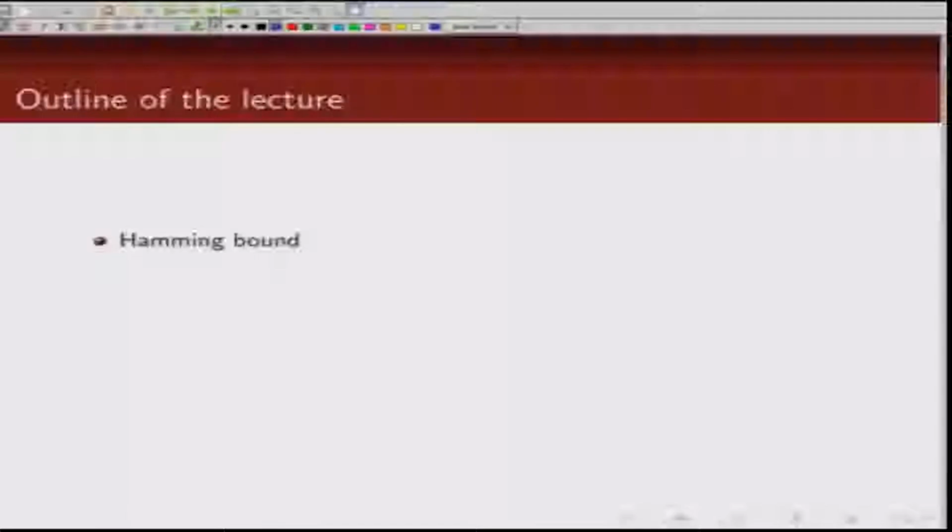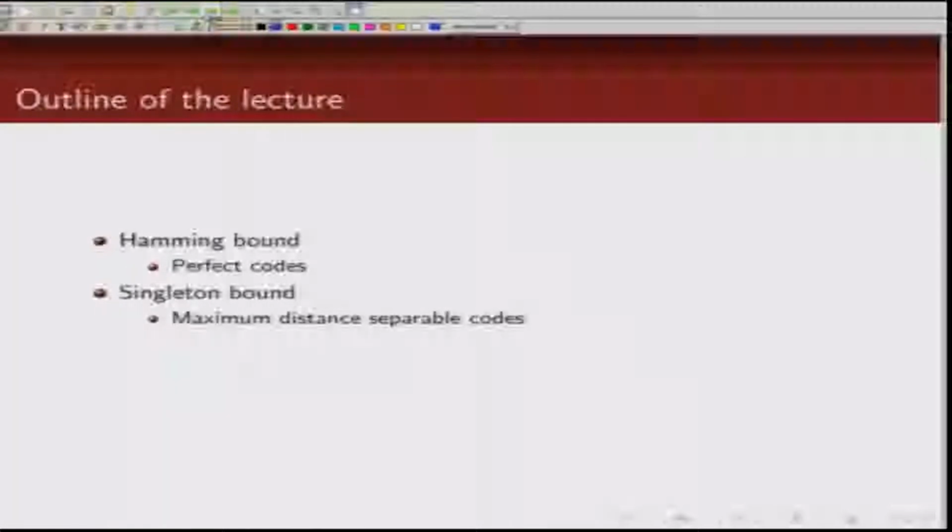In particular we will be talking about the Hamming bound, and we will introduce the concept of perfect codes. Then we will talk about the Singleton bound, and the codes that satisfy the Singleton bound are known as maximum distance separable codes. We will talk about them. Then we will talk about Plotkin bounds and the Gilbert-Varshamov bound.